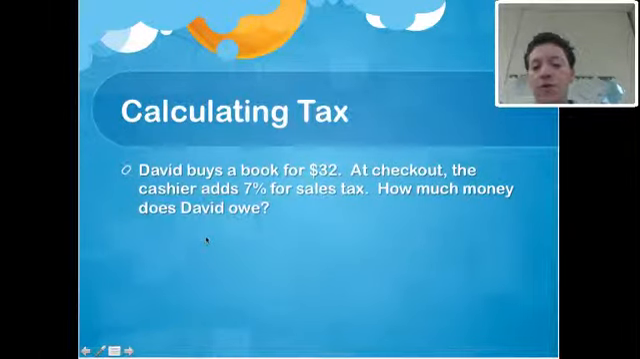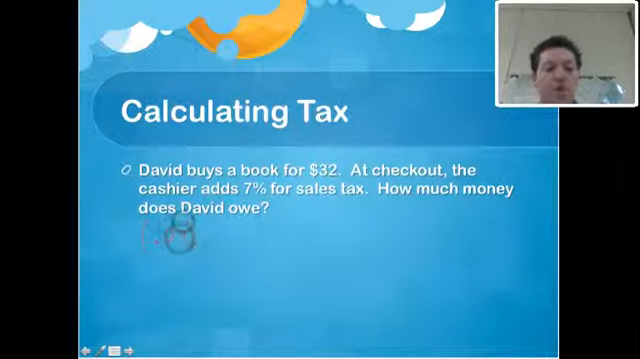Alright, so let's get to an example. David buys a book for $32 at checkout. The cashier adds 7% sales tax. How much money does David owe? Alright, well, to do these problems, first we're going to convert our percent into a decimal. So that is 0.07, as we learned before. Well, to find the tax for anything, we go ahead and we multiply it by the initial value, the principal. So 0.07 times 32 gives us 2.24.